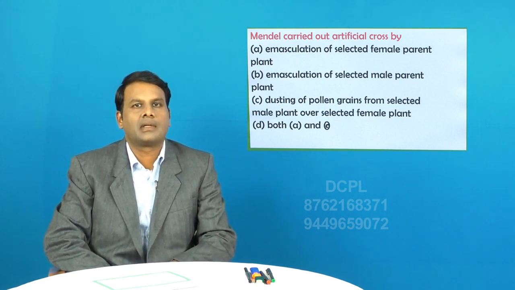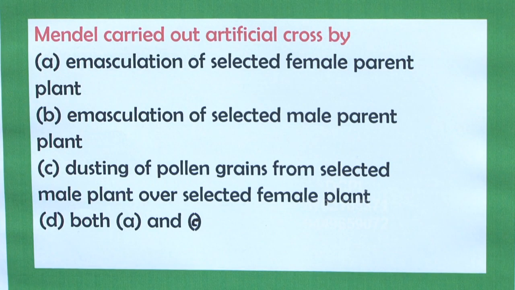So, based on this let us see one question. Mendel carried out artificial cross by option A, emasculation of selected female parent plant, option B, emasculation of selected male parent plant, option C, dusting of pollen grains from selected male plant over selected female plant.